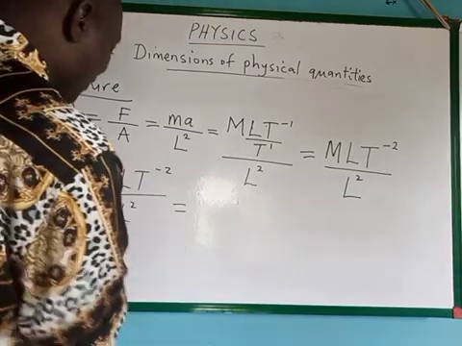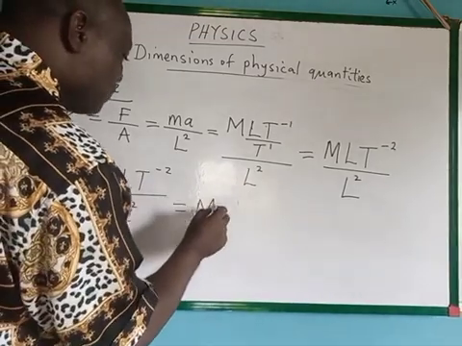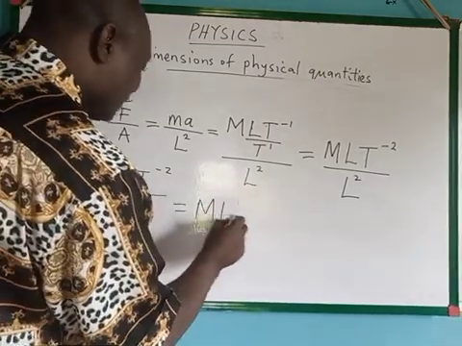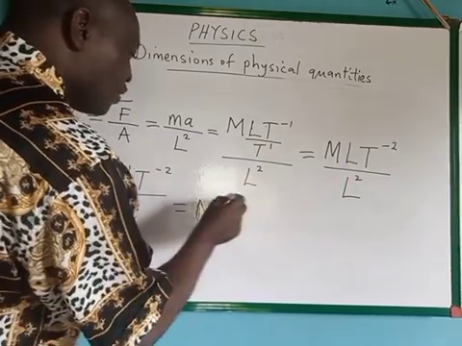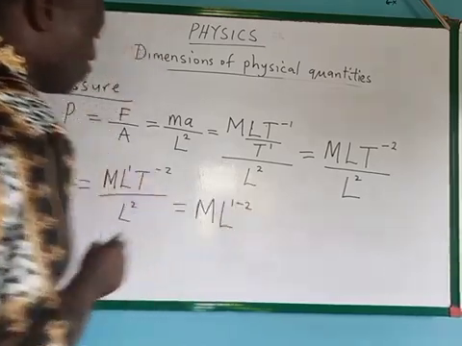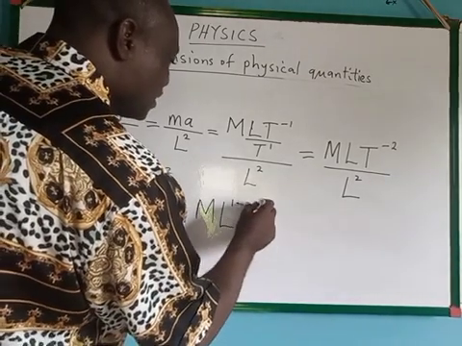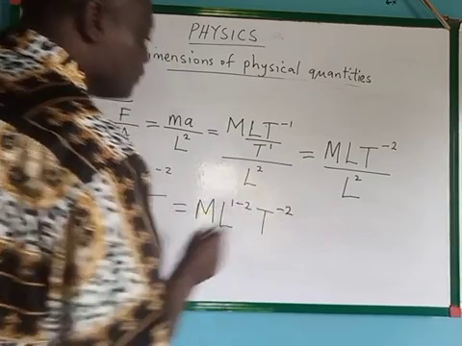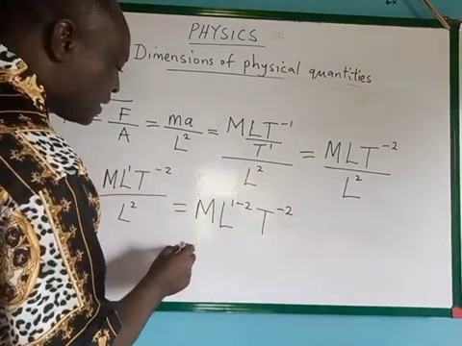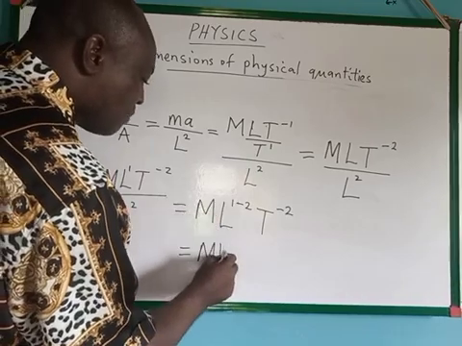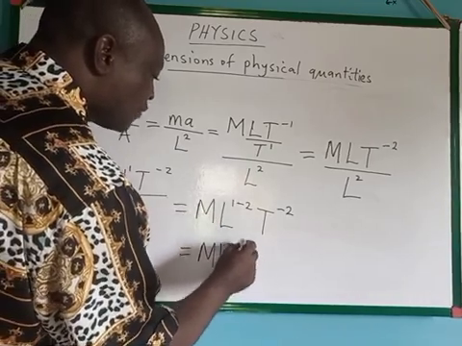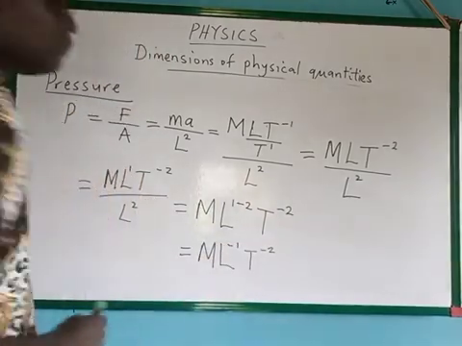We have M, we'll bring it down, M. We'll pick one of this L. Remember, this is L raised to the power 1. Because it is the division law, it is 1 minus 2. Then we have the T, T raised to the power minus 2. So what is L raised to the power 1 minus 2? 1 minus 2 is minus 1. Then we have T raised to the power minus 2.